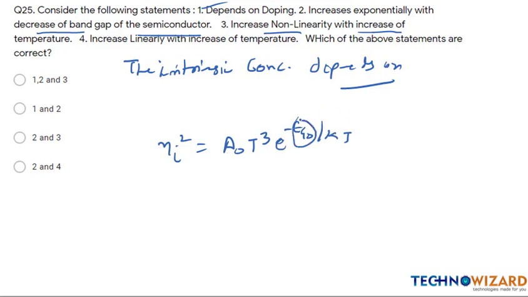Now Eg naught is the energy gap at 0 degree Kelvin, T is the temperature. Here you can see the temperature dependence is non-linear. The intrinsic concentration will increase non-linearly with the temperature first, and secondly it increases exponentially with decrease of band gap of the semiconductor. Therefore second and third are the only correct statements. Therefore option C is the correct answer here.